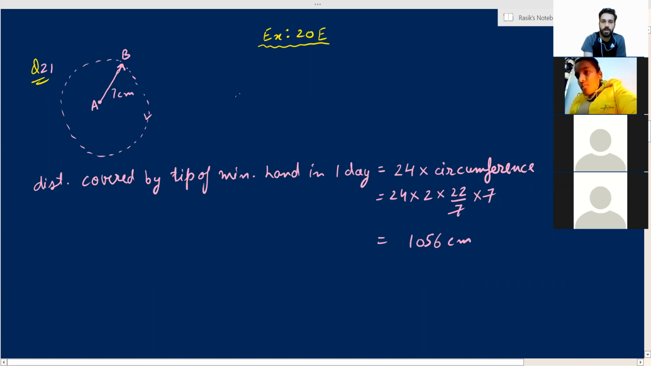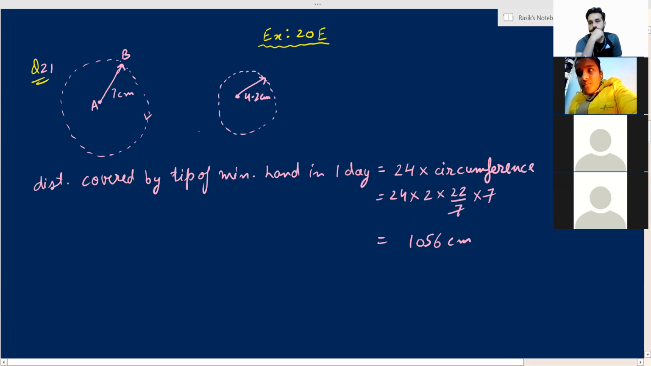Similarly, for the hour hand, the shorter one, the length is given, 4.2 centimeters. Now, again, in the same manner, in one complete rotation, the distance covered will be equal to the circumference. But how many times does the hour hand complete the whole circle in one day?